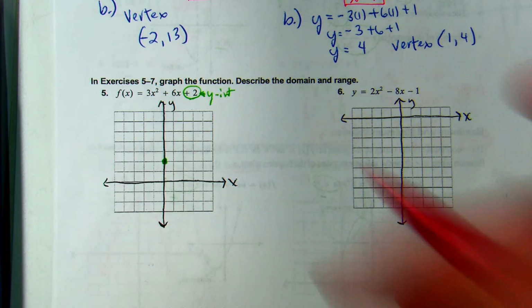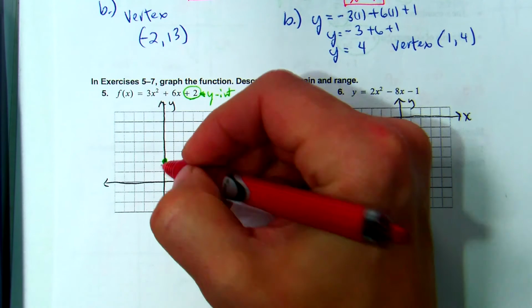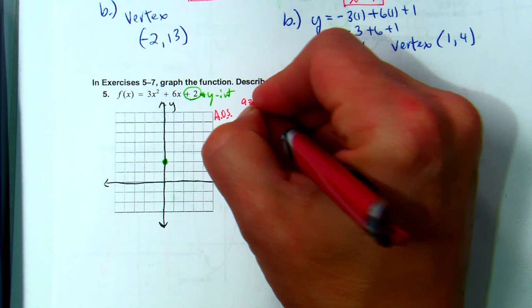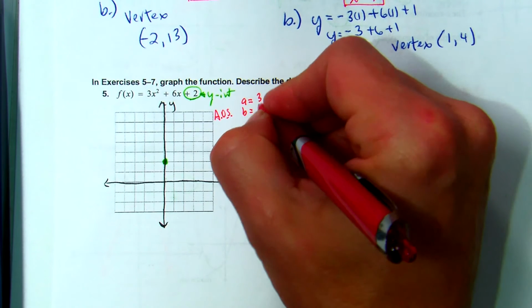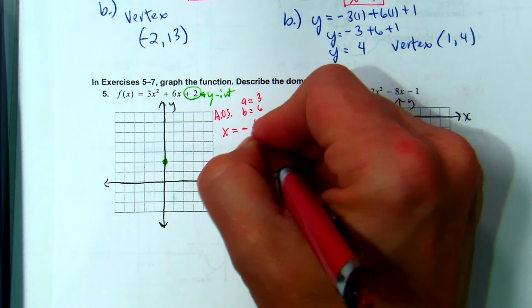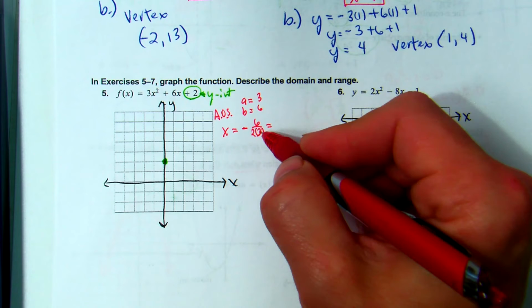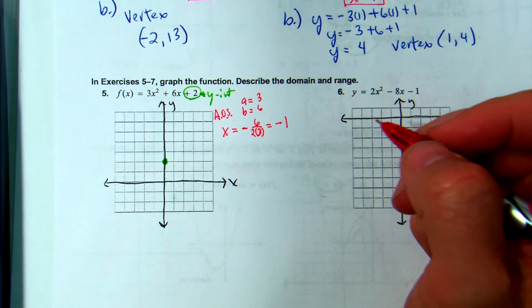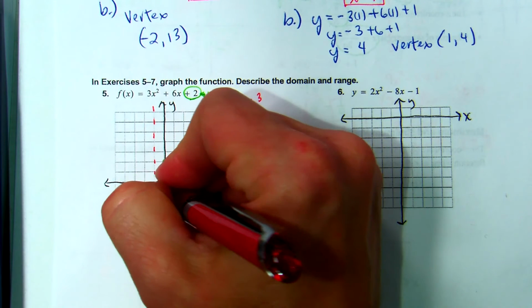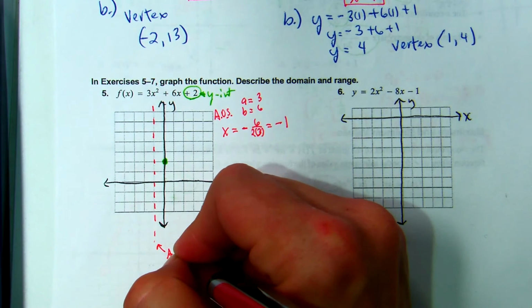Then let's find our axis of symmetry so that we know where we can draw the dotted line where our mirroring is going to happen. We know that the A and the B, we're going to have 3 and 6. So x is going to equal -6 over 2 times 3. Which is -6 over +6, which is just going to be -1. So our axis of symmetry is going to be at x equals -1. That is my axis of symmetry.